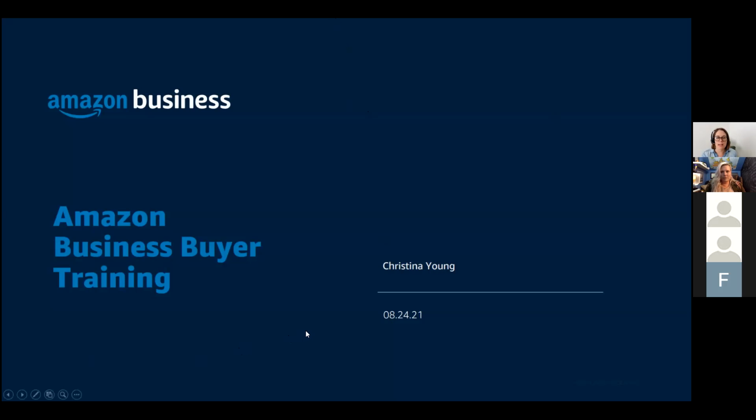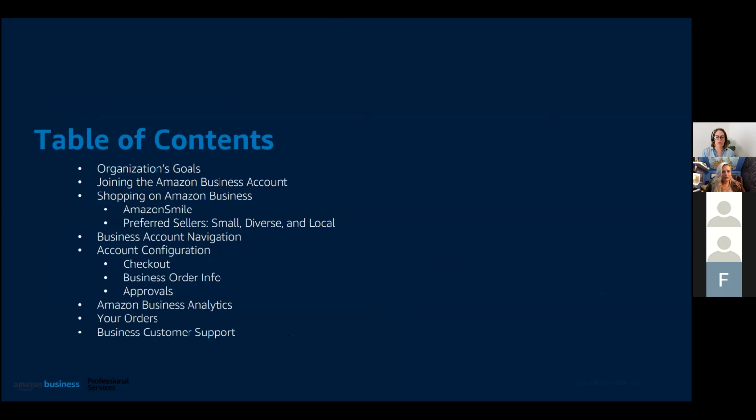Okay, let's get started. So today we'll start with your organization's goals. Then, as mentioned, we'll go through how to join the Amazon Business account, shopping on Amazon Business, Amazon Smile, which will allow you to support MTCS as you shop, and also preferred sellers. I'll go through how to navigate your Amazon Business account and configurations specific to your group.